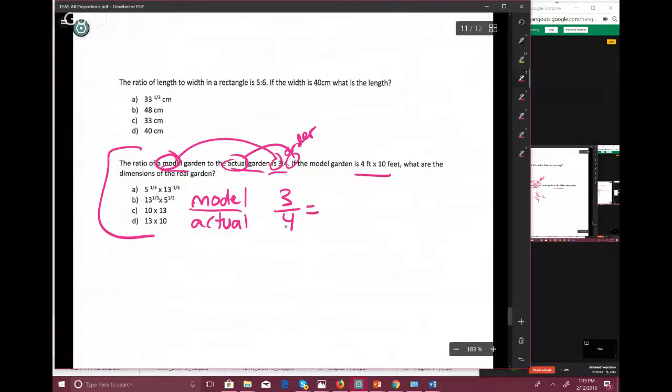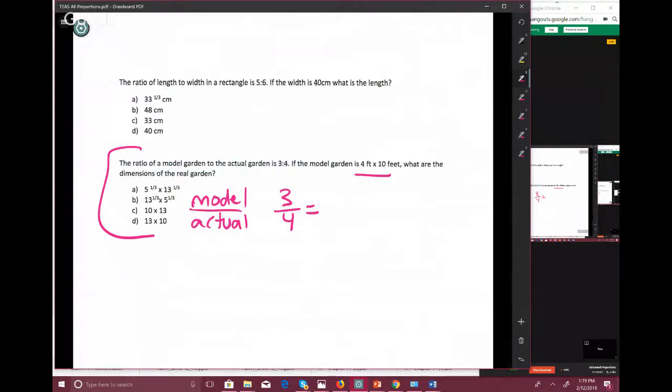Now here's what happens to most people. They see the second part and it says, if the model garden is 4 feet by 10 feet, what are the dimensions of the real garden? What most people end up doing is putting 4 and 10 both into the proportion. And of course you go, wait, there's nothing to solve for. There's no X. Well, a proportion doesn't work without an X.